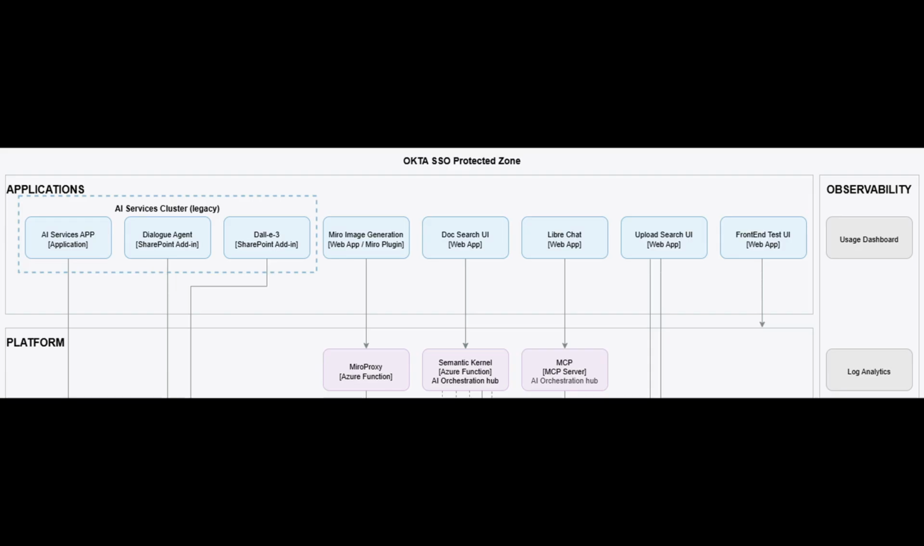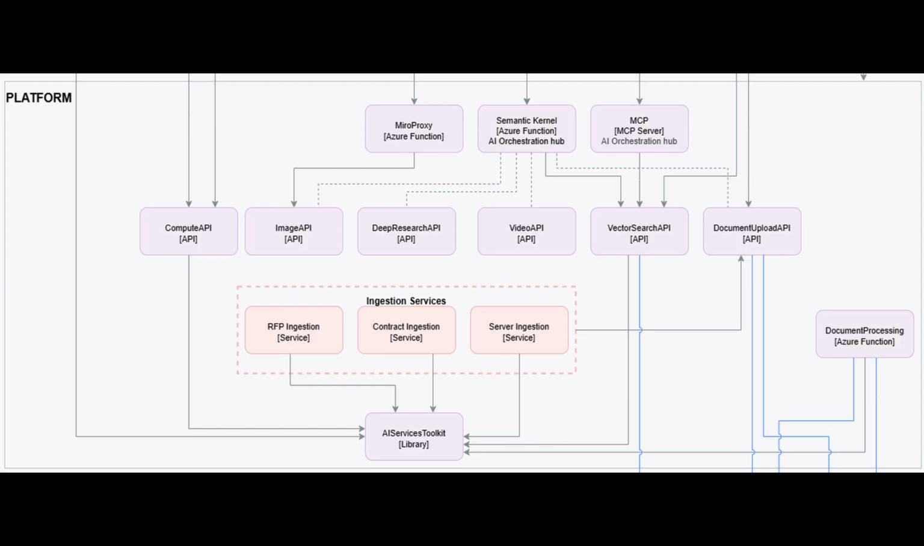Somerville noted that the test environment had been given equal status with the production systems. He thought this was honest. Below the applications, a platform layer. APIs for images, video, deep research, vector search, document upload. Two orchestration hubs, a semantic kernel and an MCP server, their dashed lines reaching down through the platform like roots. An AI services toolkit library at the base of the platform, receiving arrows from almost everything.